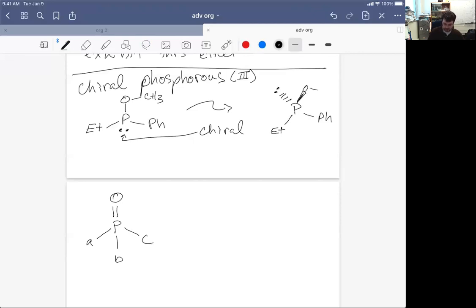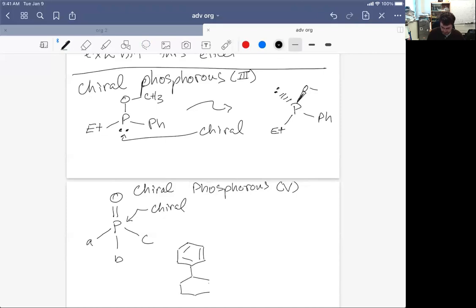Now, if you look, if A, B, and C are different, phosphorus is now chiral. And you much more often will see this. So this is an example of chiral phosphorus 5. Okay, so phosphorus in the 5th oxidation state will be chiral. And so a common example of this is to couple this effect with some opportunities for axial chirality.